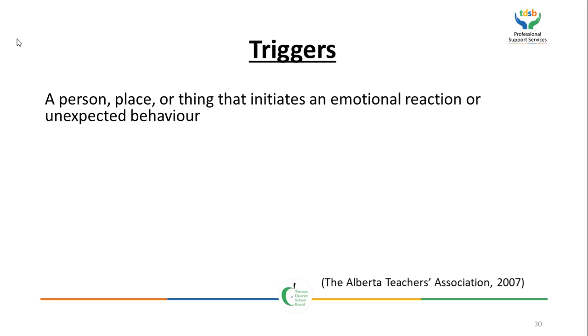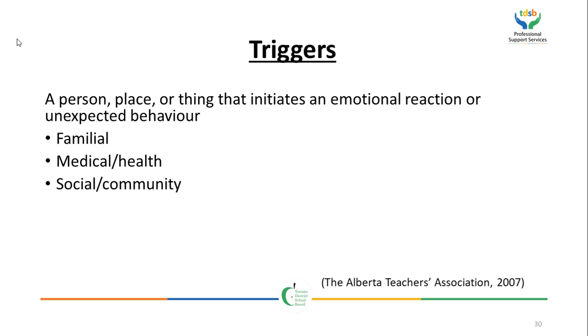Something to keep in mind, and a word we often hear used when we look for the source of the behavior, is triggers. Triggers are something that initiates an emotional response or unexpected behavior in a student. Examples include family, such as health issues in family members, parenting issues, grief, divorce, medical and health, like not getting enough sleep, nutrition, stress, medications, social and community factors, such as the impact of friends, classmates, or extracurricular activities, and sensory needs, like being over or understimulated by sensory input.